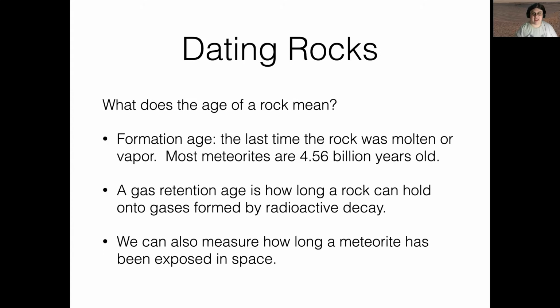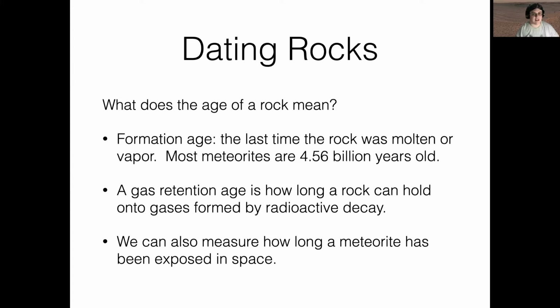Right, so what does the age of a rock mean? What is this defined as? One of the things that this could be is the formation age, the last time this rock was molten or vapor. So for instance, most meteorites are pretty old. They've been solid rocks since the early solar system. Rocks on Earth and the moon are less old. Some of them have been melted by geologic processes or just plain cratering.